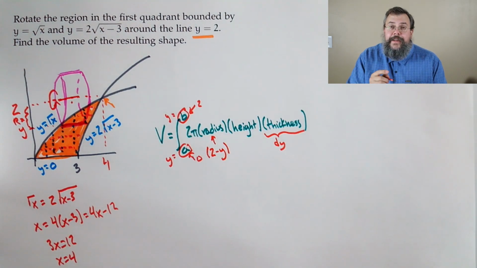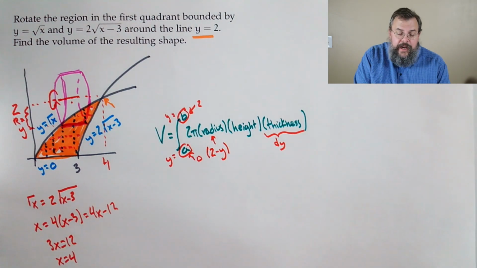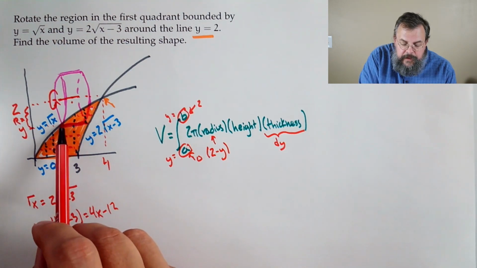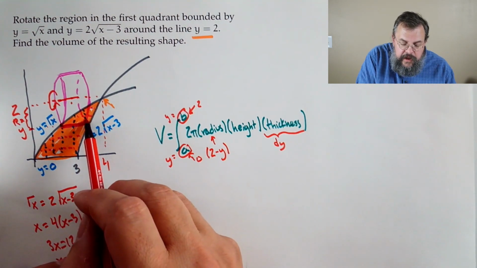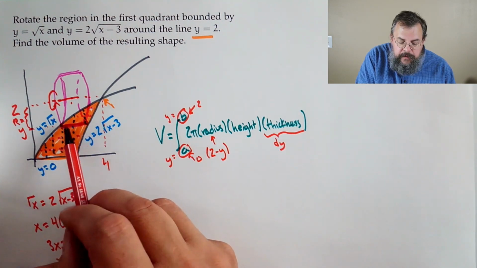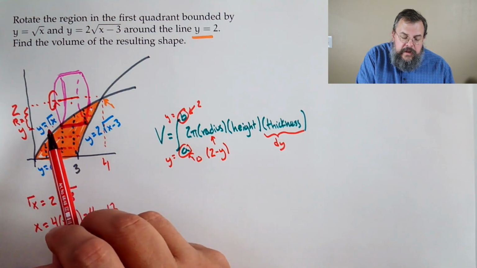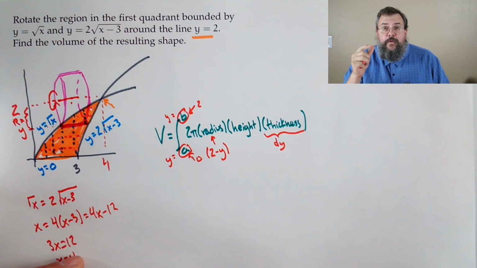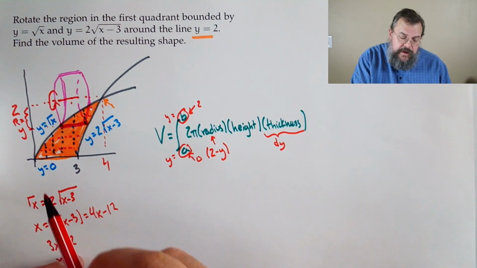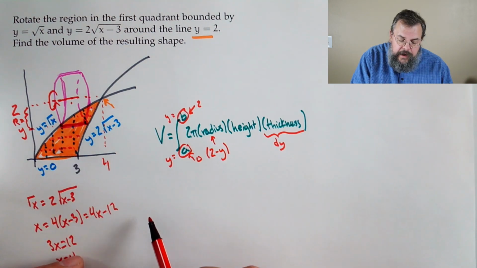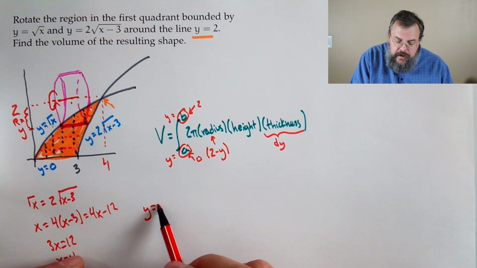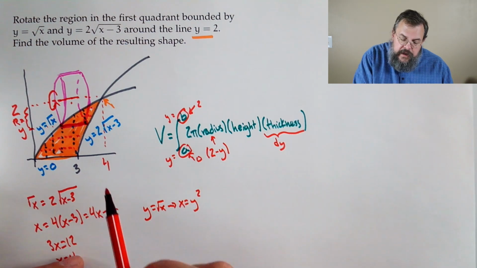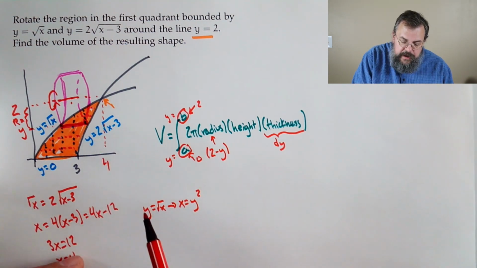Okay, finally, our height. Well, the height of the shell is the length from one side to the other side. In our case, it's going to be right and left. Now, currently, we have y's as functions of x. We need to swap the roles. Some of them are not so bad. y equals square root of x becomes x equals y squared.